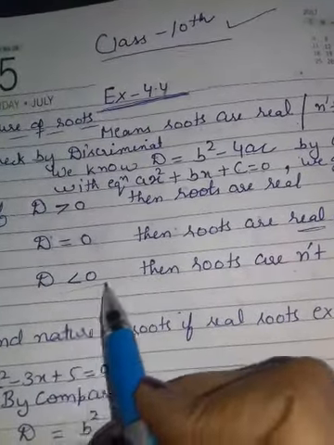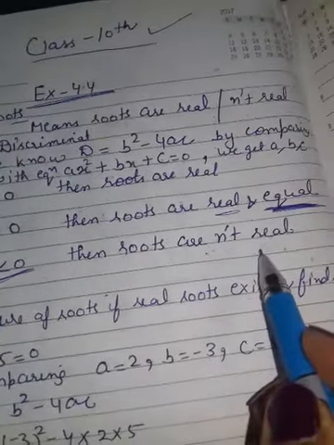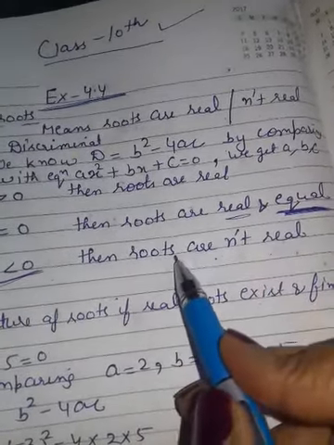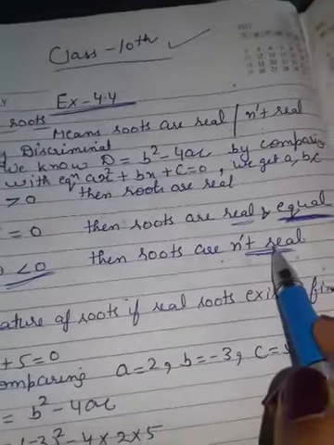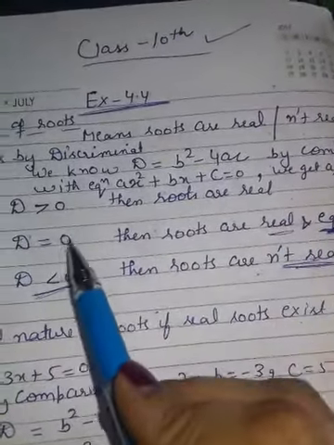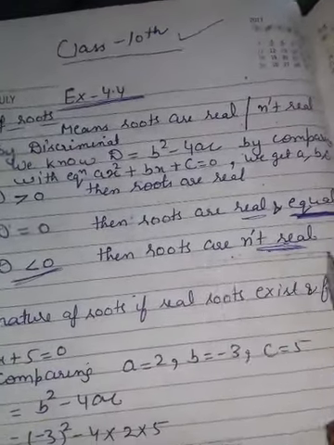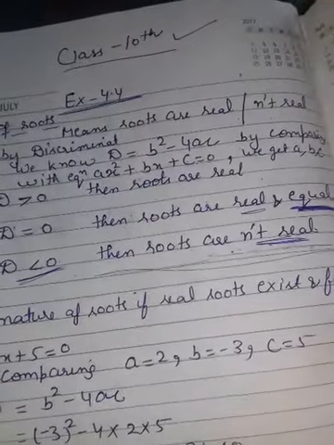Third one is if D is less than 0, means a negative value is coming, then the roots will not be real. So when D is greater than 0, roots are real; when equal to 0, roots are equal; when less than 0, roots are not real. So after that you will not solve them.